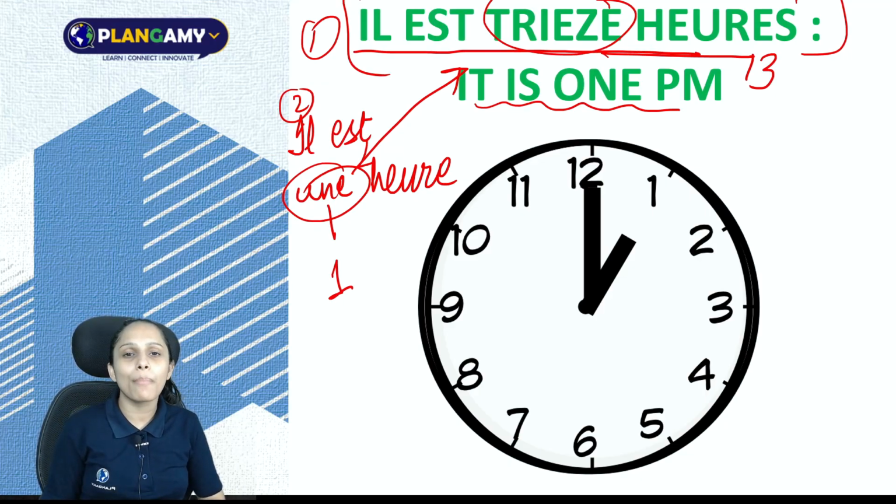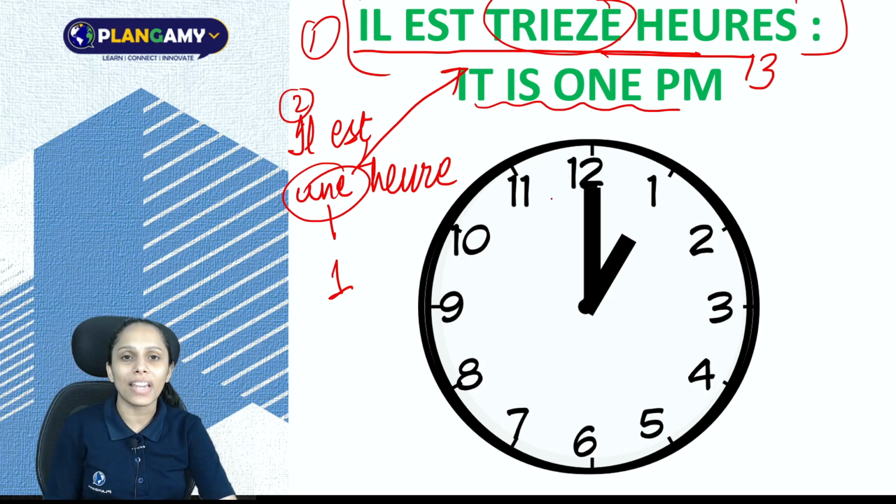Now always remember that the French people, they always say time in 24 hours. Alright, so this is the difference between une and 13. If you say it is 2, il est 2 heures, it means you are talking about it is 2 a.m.